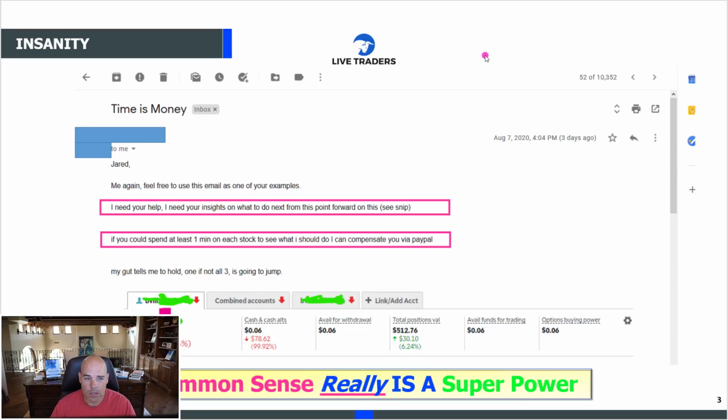It's way worse. So you're basically saying, hey, me again, feel free to use this email as one of your examples. Well, I am. You happy? I need your help. I need your insights on what to do next from this point forward. And see this snip, right? If you could spend at least 1 minute on each stock to see what I should do, I can compensate you. Guys, this person is already in these positions, okay? And you look here at cash and alternatives, 99% down? I mean, what?